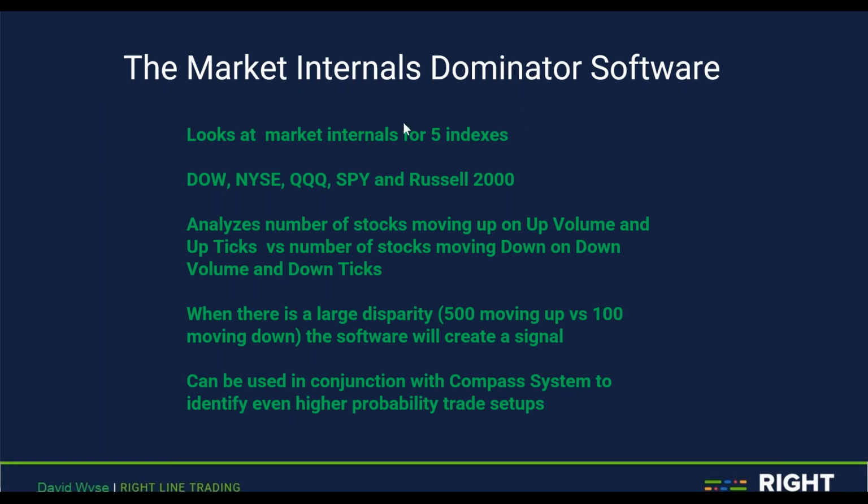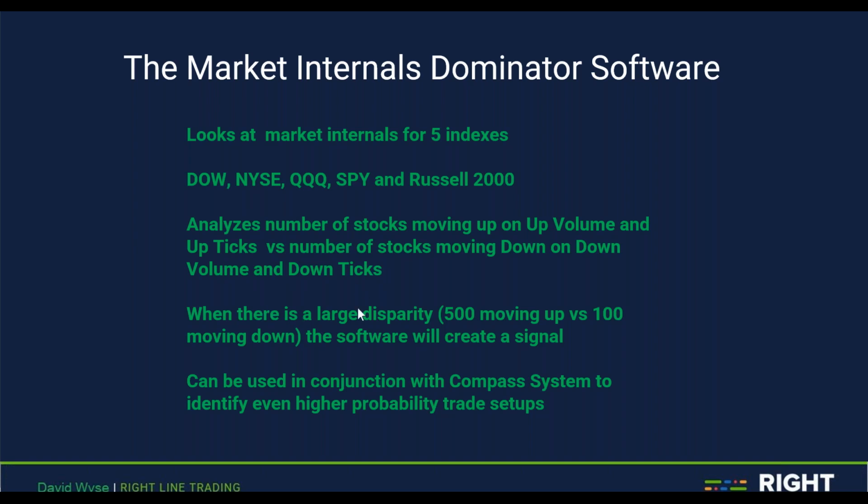The market internals Dominator system looks at market internals across 5 indexes. So it's looking at the Dow, the New York Stock Exchange, triple Qs, the NASDAQ, the SPY, S&P 500, and the Russell 2000. And it's looking at the number of stocks moving up on up volume and upticks versus the number of stocks moving down on down volume and downticks. And it's looking at this every few minutes. I mean, it's looking at them all the time. It's just analyzing this on a real-time, ongoing basis.